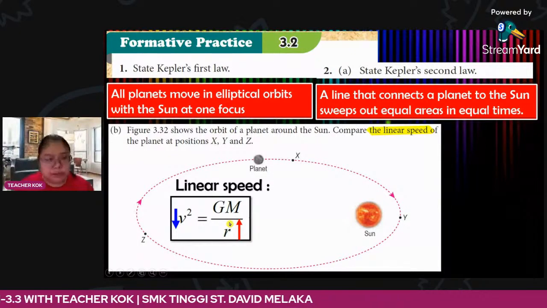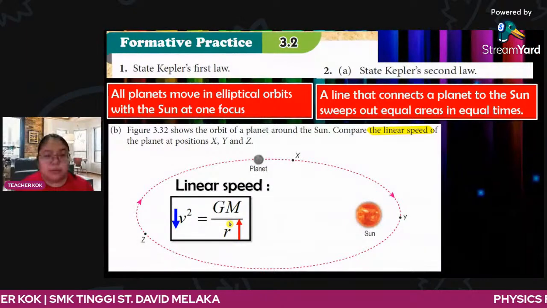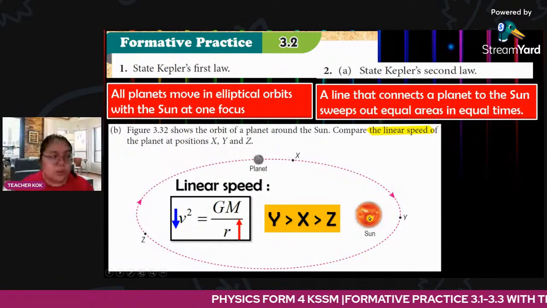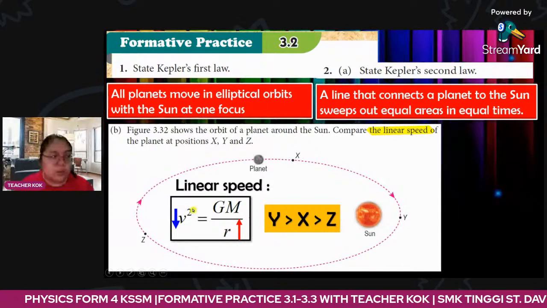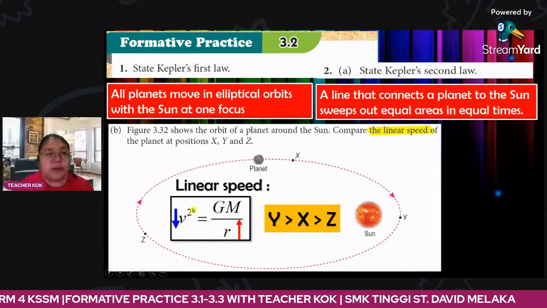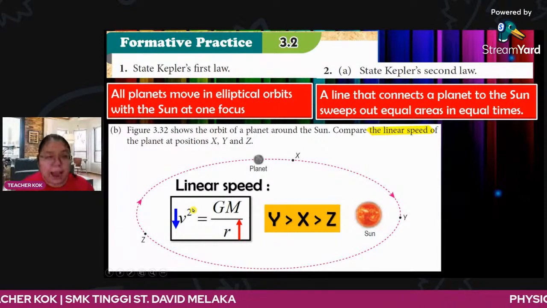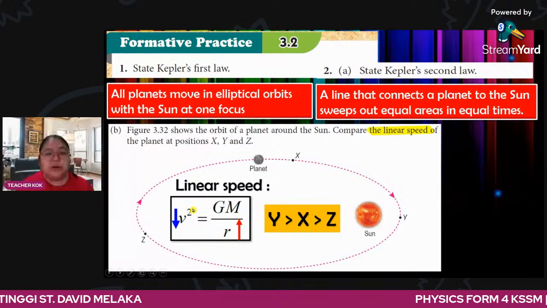So from here I can write the comparison. Y is the closest one. For Y, the R should be the shortest. If the R becomes the shortest, surely the V is the highest. Then followed by X, and the last one is Z, because Z is the furthest one. When it is furthest, the velocity will drop.